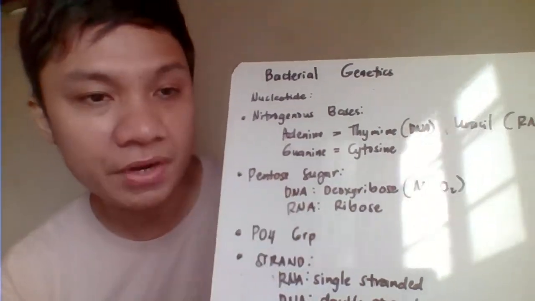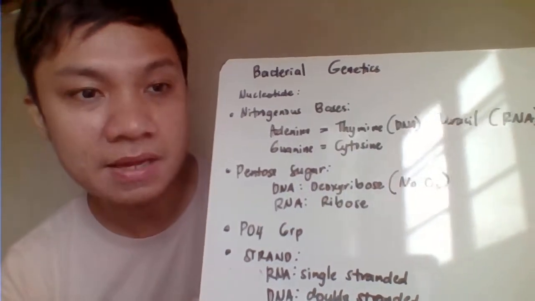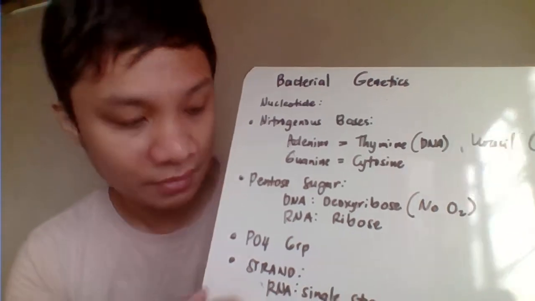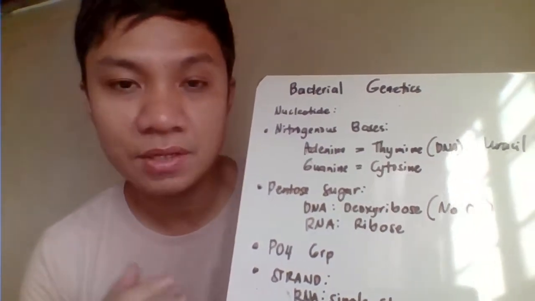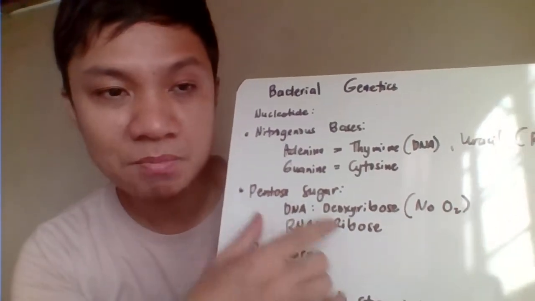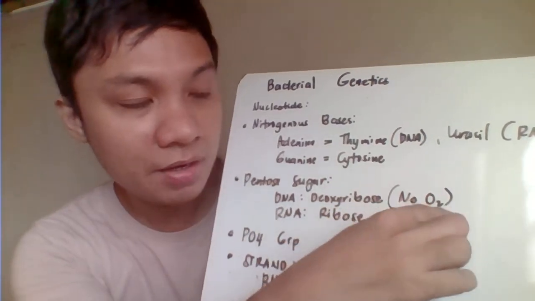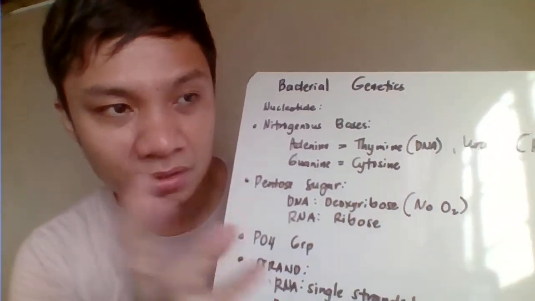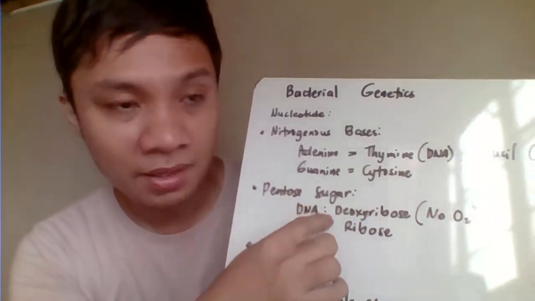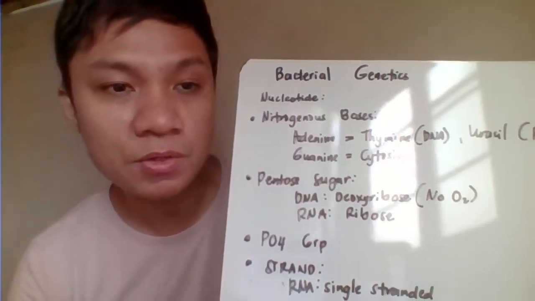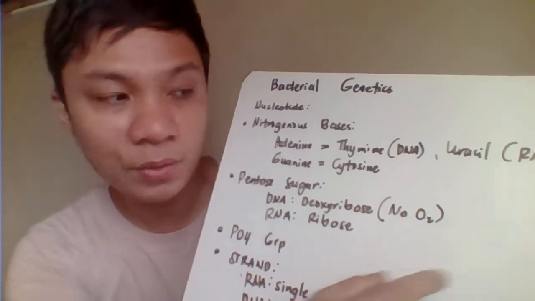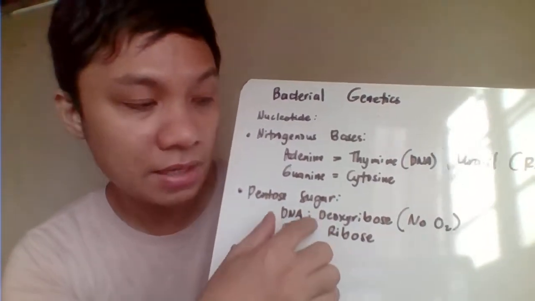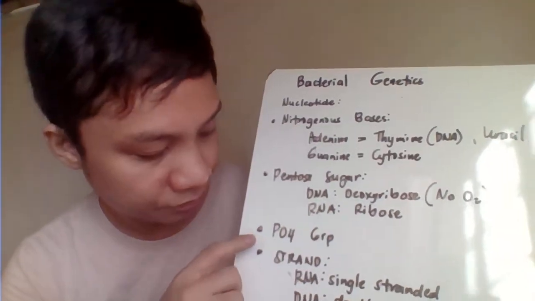In the case of DNA, that one is deoxyribose. Pag sinabing deoxyribose, wala siyang oxygen. Unlike RNA, that one is ribose, this one would have an OH, oxygen and hydrogen, attached to its 5-carbon sugar. In deoxyribose, only the hydrogen is attached, wala siyang oxygen, that's why tinawag siyang deoxyribose.